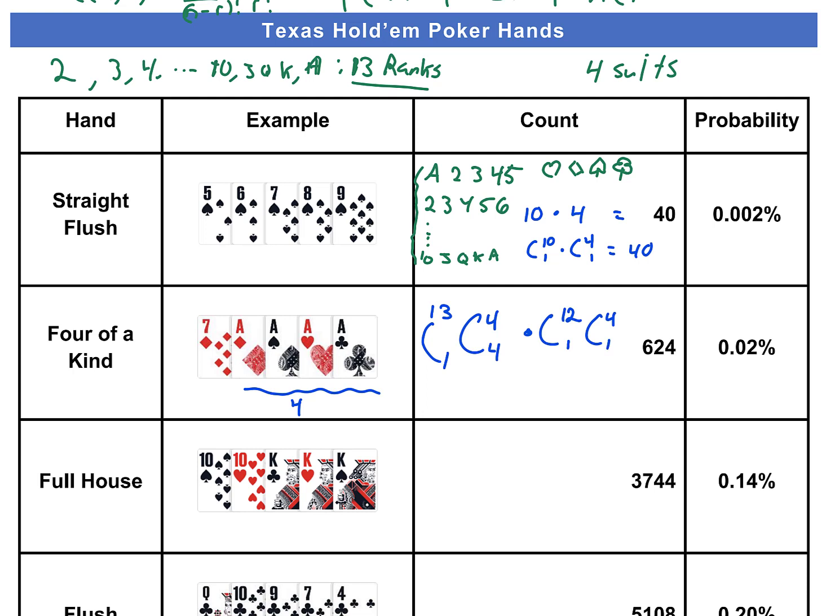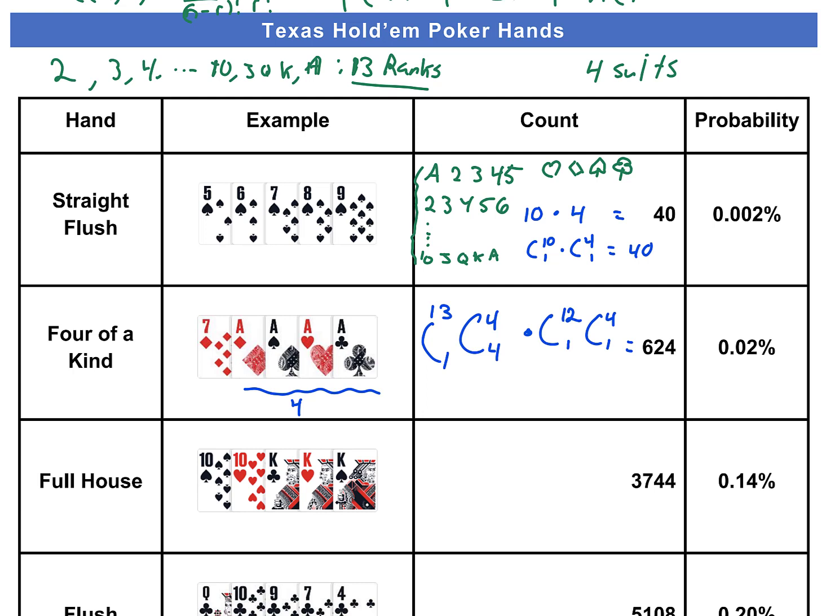So when you punch this in, you'll get 624. And that's 0.02%, because, as we'll see at the bottom, we divide by the total possible ways to choose 5 cards from 52 cards. So when you divide by this amount, it gives you 0.02%.